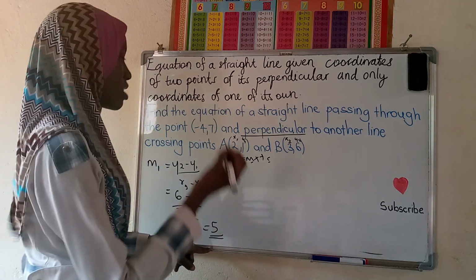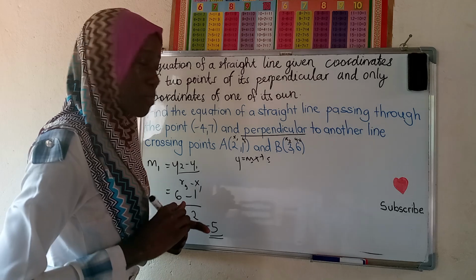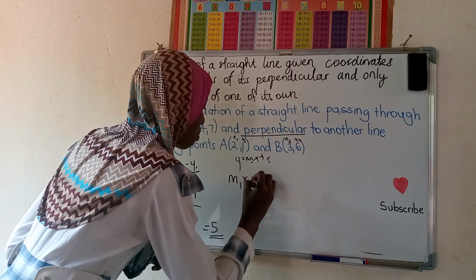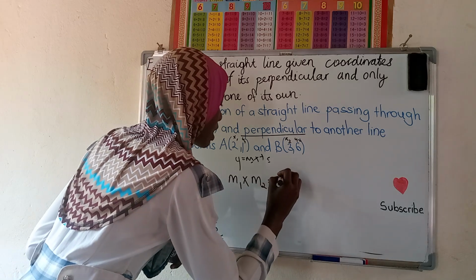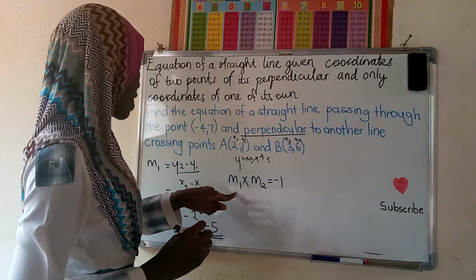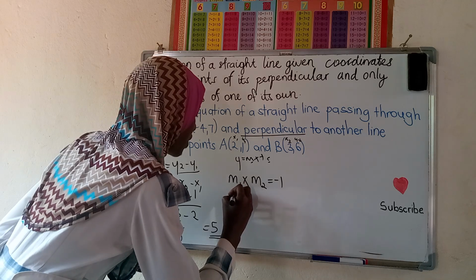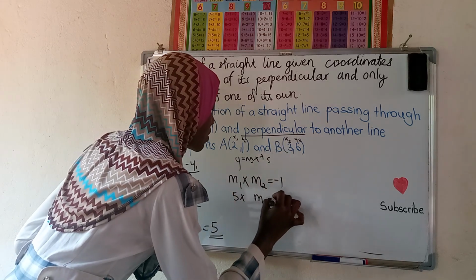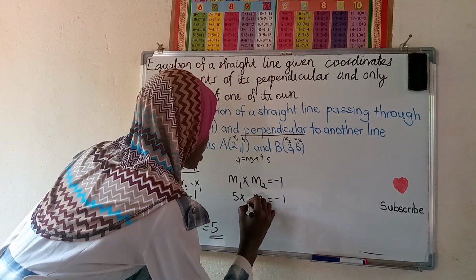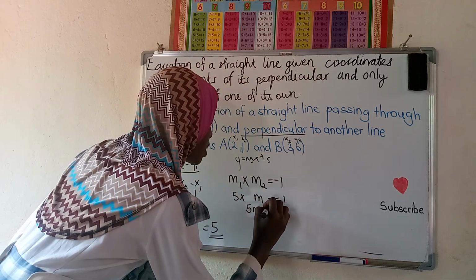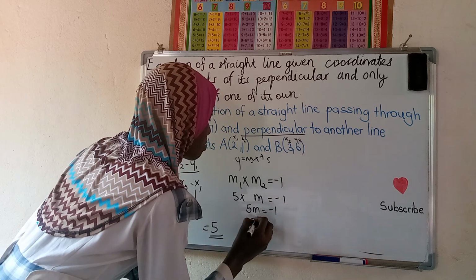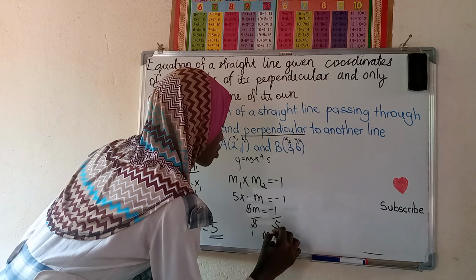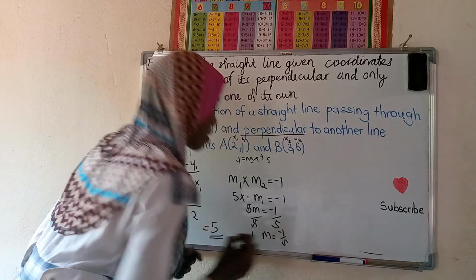After getting this, we use the concept of perpendicular gradient, which is if you multiply the gradients of two perpendicular lines, we get our answer as -1. The gradient m1 is the one we have here, which is 5. The one for m2 is the one we don't know. Now we shall call it m, so 5m is equal to -1. Dividing both sides by 5 gives us our gradient as m is equal to -1/5.